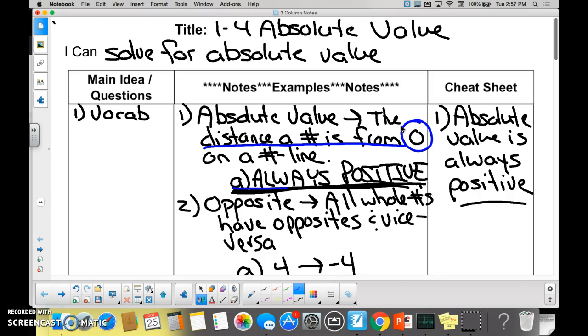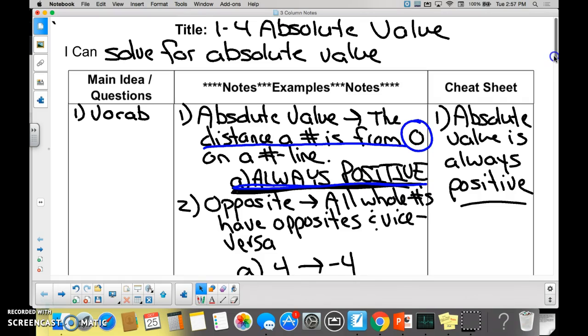Absolute value is what, you guys? Always positive. Absolute value is always positive. You will not ever deal with a negative absolute value. A lot of you don't like negatives, and that's across the entire 6th grade. That's why absolute value is so low, because everything is positive when you're dealing with absolute value.